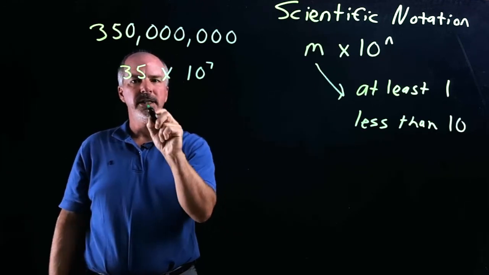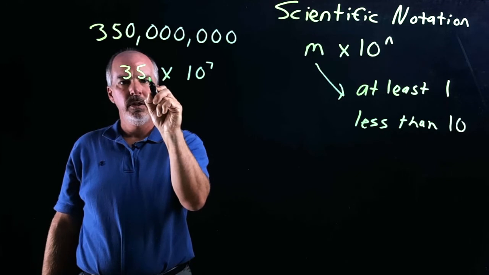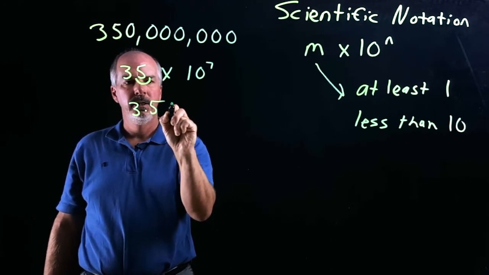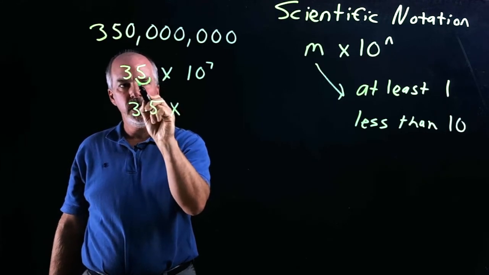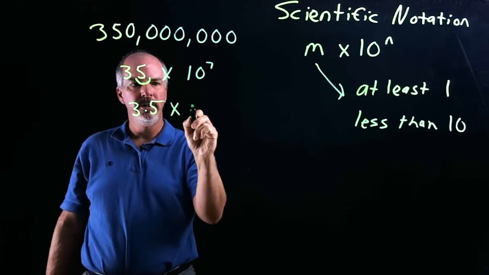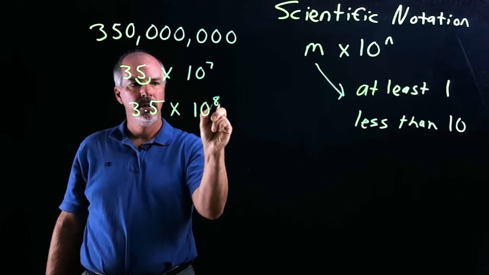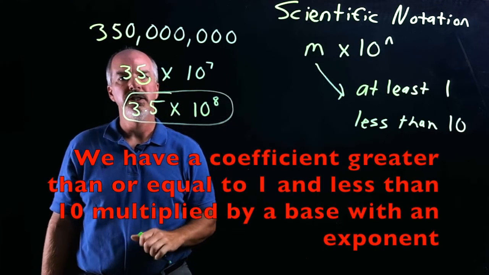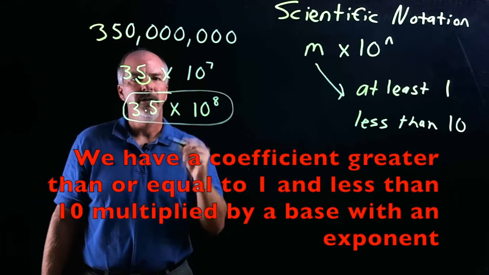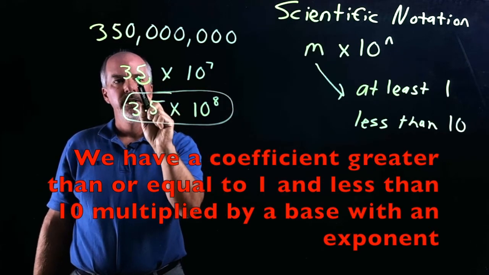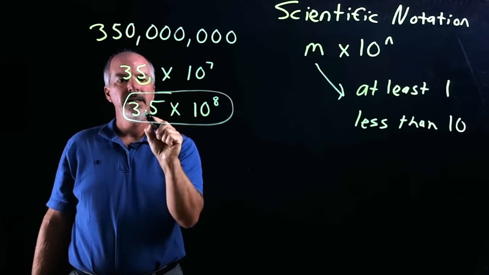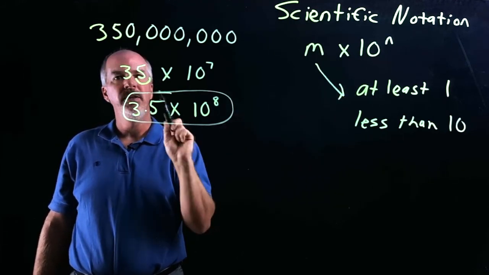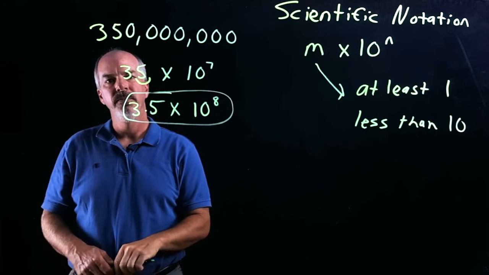So we have to change that by moving the decimal one place here. That becomes 3.5. And if we make this number smaller, we have to make our power of 10 one larger. So now this becomes scientific notation. So be careful. If you see an answer such as this, it has to meet these qualifications of at least 1 but less than 10 to be written in scientific notation.